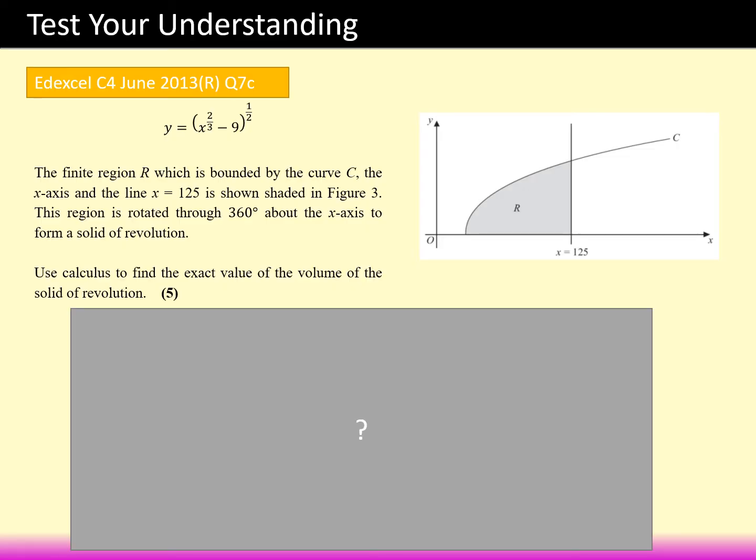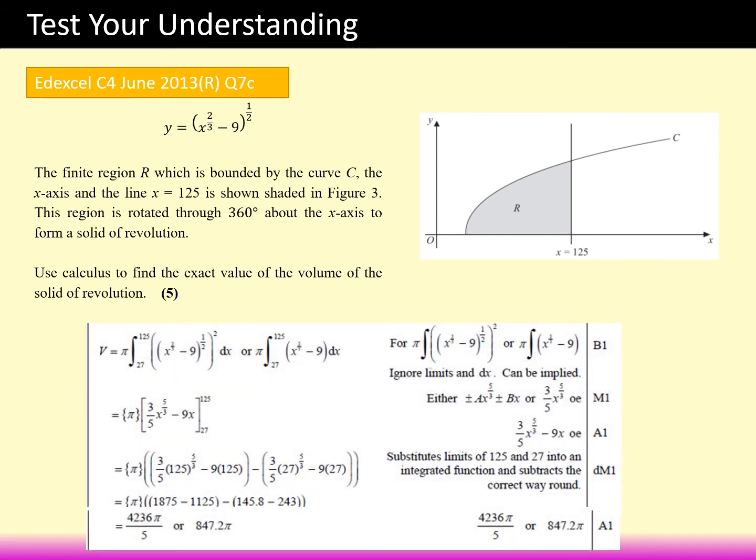Alright, so here's an exam question from the old A-level paper. You guys pause the video and have a go at this. It's a 5-mark question, so give yourself about 5 minutes. So it's actually 4,236 pi over 5, which is in exact form, and the question did say to leave it in that form, so very good.